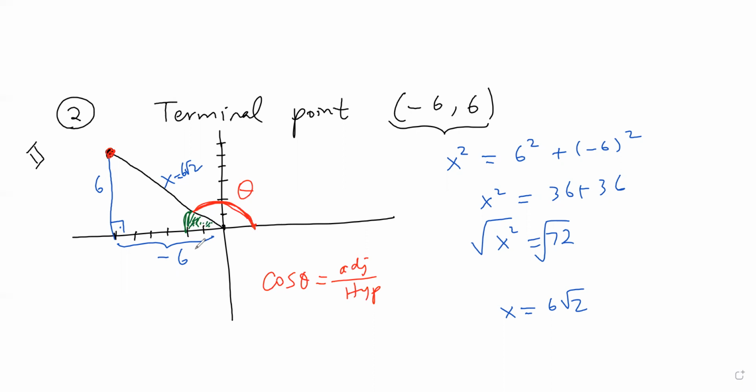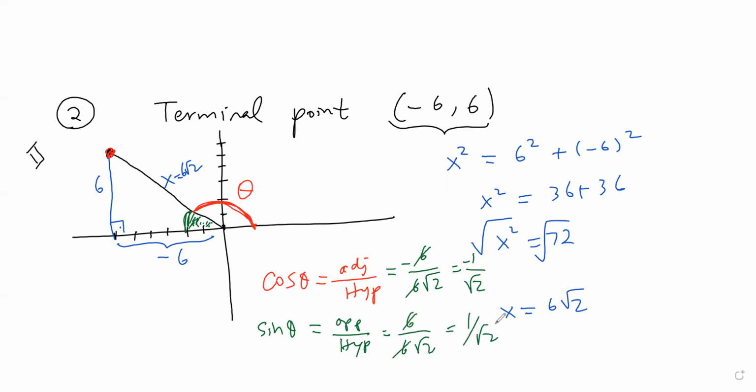So cosine of theta is adjacent over hypotenuse. Adjacent is negative 6 and hypotenuse is 6 root 2. 6 cancels, so we'll get negative 1 over root 2. And then sine theta is going to be opposite over hypotenuse. Opposite is 6. Hypotenuse is 6 root 2. Cancel this out, so 1 over root 2. And then tangent is going to be opposite over adjacent. Opposite is 6. Adjacent is negative 6, so this is going to be negative 1.